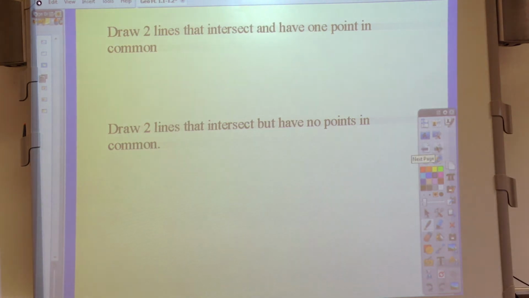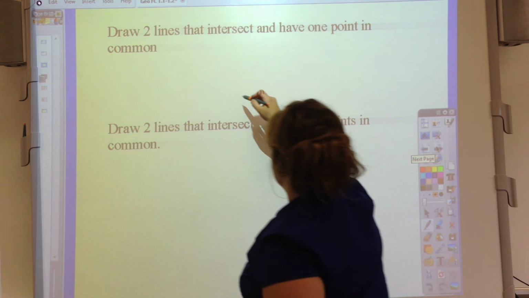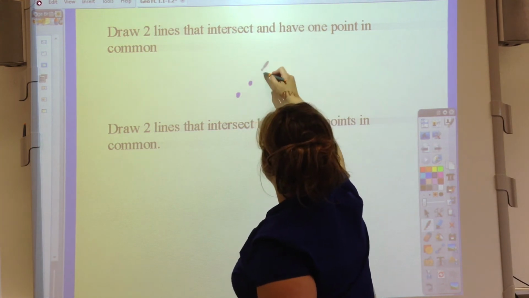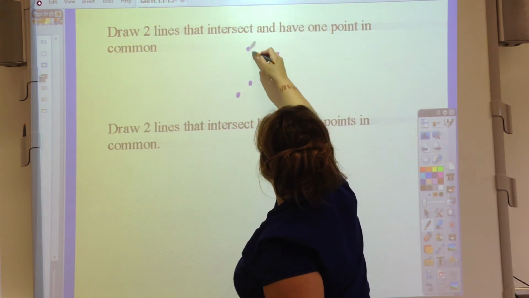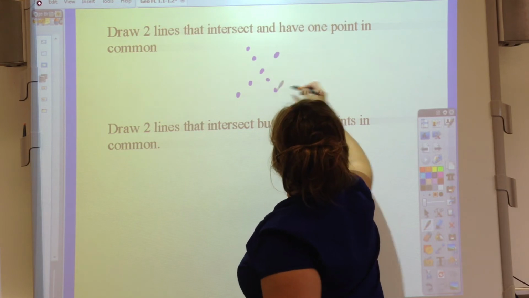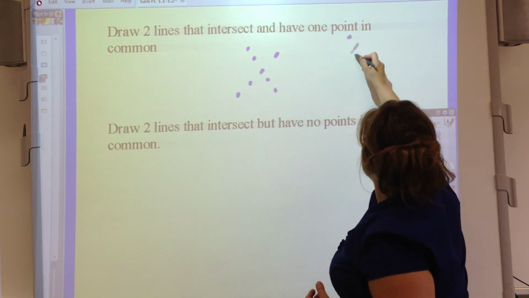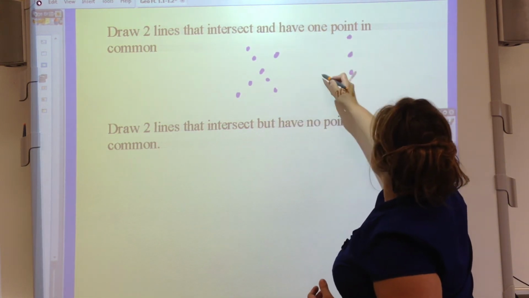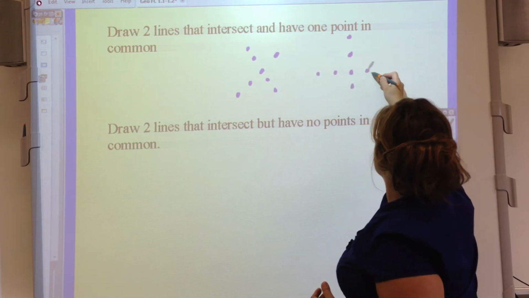All right, if we want to draw two lines that intersect and have one point in common, the easiest way to do that would either be with two oblique lines, or you could do it with a vertical and a horizontal line.